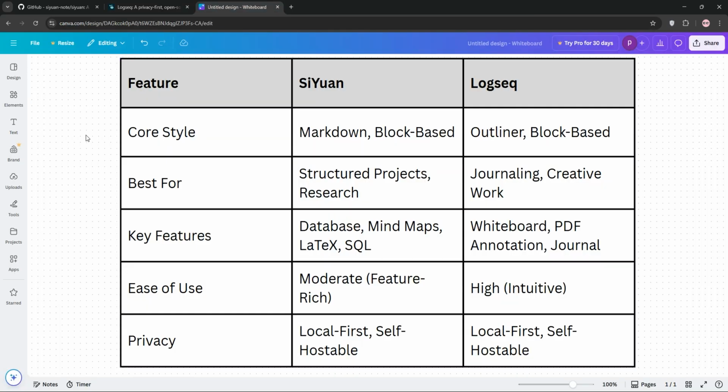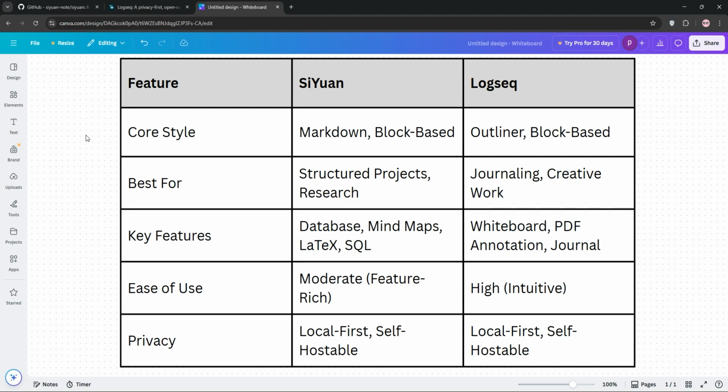So, how do they stack up? Here's the breakdown. Siyuan's database and mind maps make it great for structured projects like research or planning. Logseq's journaling and whiteboard suit creative, iterative workflows like brainstorming or writing. Siyuan has a slight edge in advanced features, but Logseq feels more intuitive for daily use. Both store data locally, so privacy is covered.